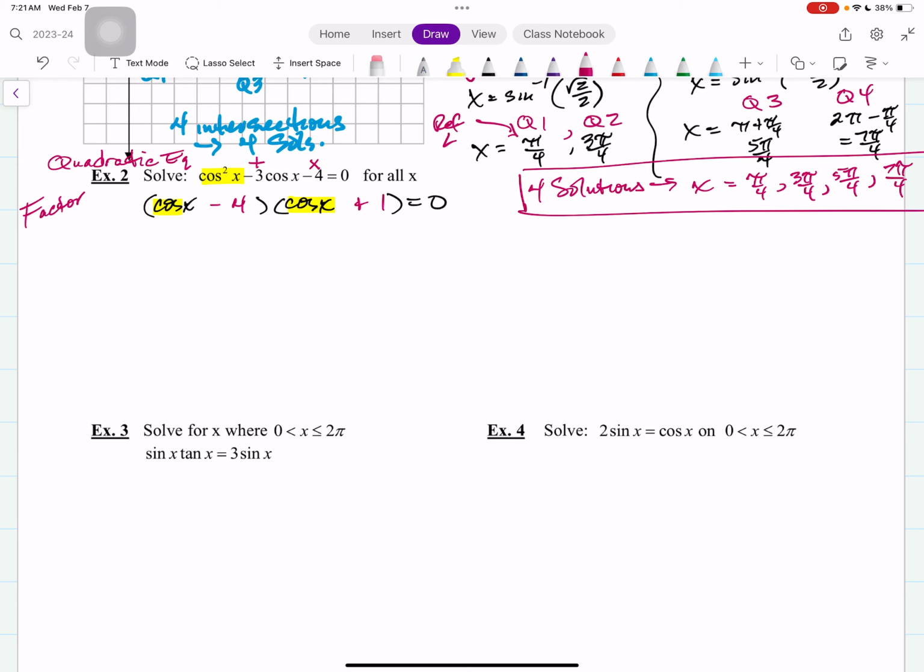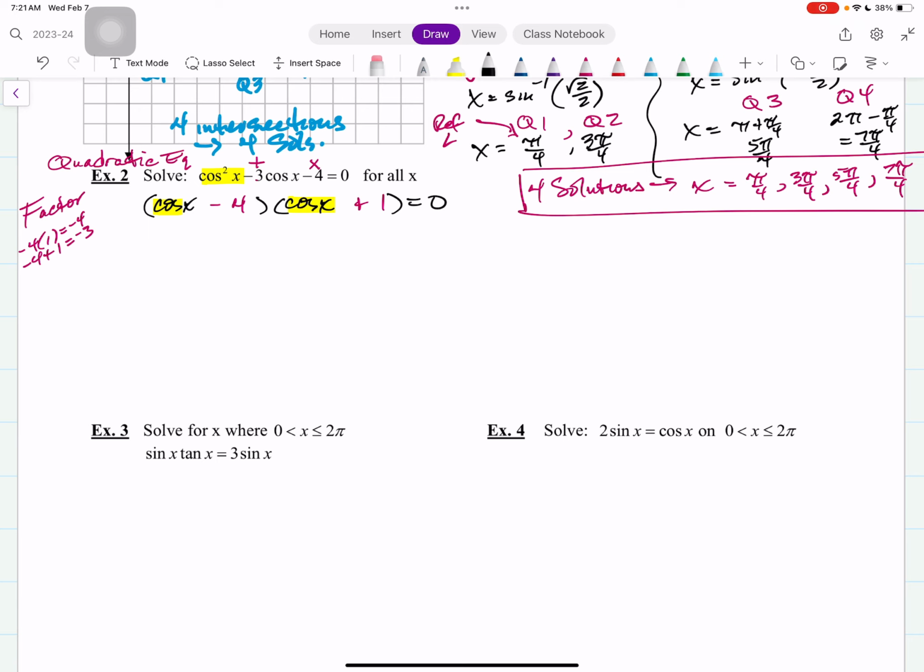I'm going to put those in. Again, factors of negative 4 that add to negative 3. Negative 4 times 1 gives you negative 4. Negative 4 plus 1 gives you negative 3. That's what I was talking about. That's what you were taught in Algebra 1 and hopefully got good at in Algebra 2.